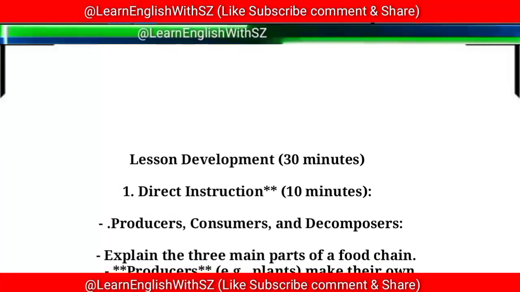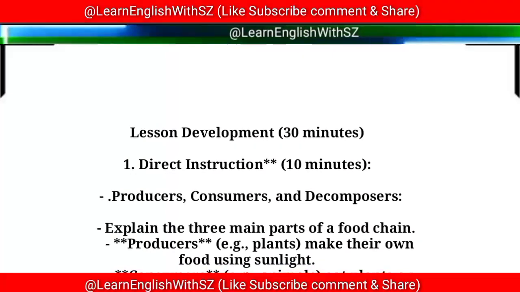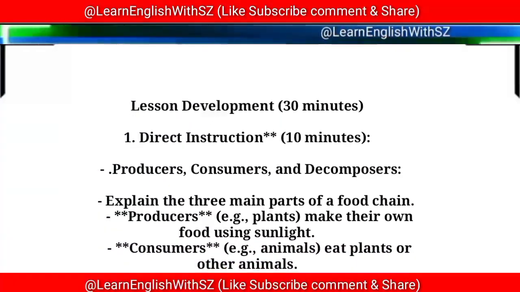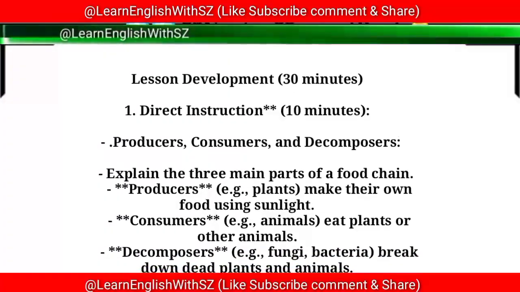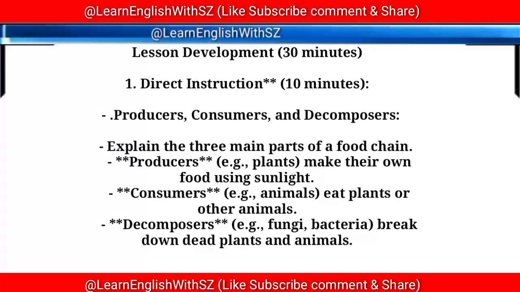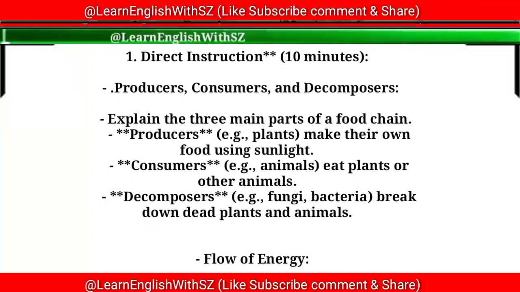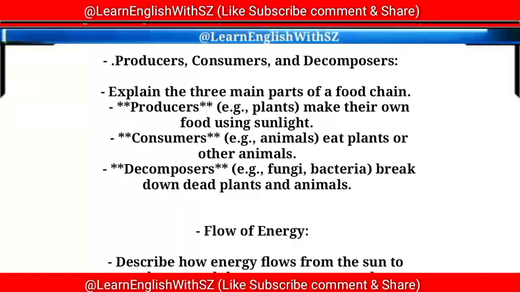Lesson development, 30 minutes. 1. Direct instruction, 10 minutes. Producers, consumers, and decomposers. Explain the three main parts of a food chain. Producers, for example, plants, make their own food using sunlight. Consumers, for example, animals, eat plants or other animals. Decomposers, for example, fungi and bacteria, break down dead plants and animals.